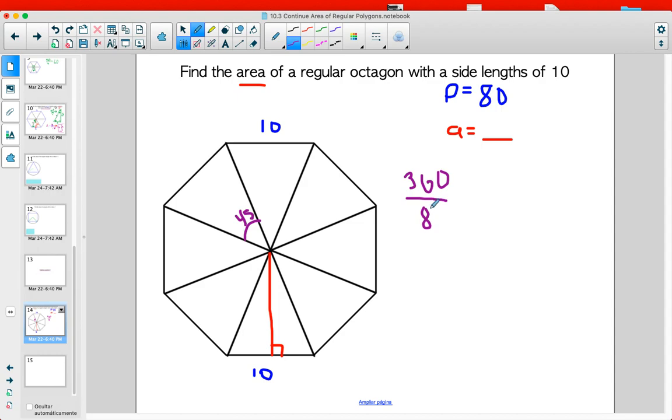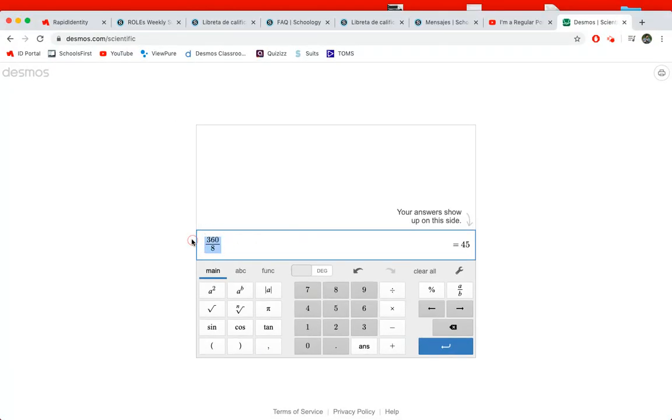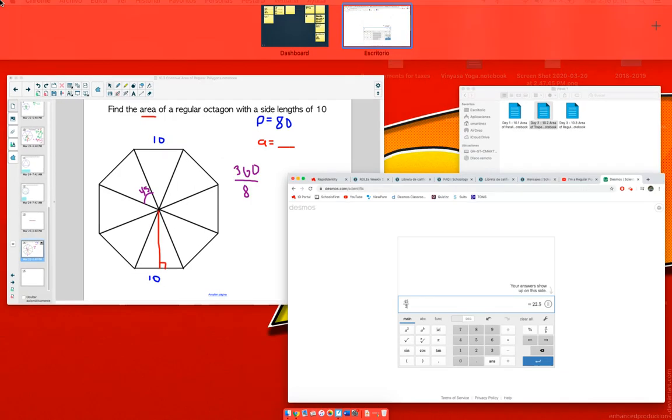Once we found the central angle, we know that this angle of 45 degrees is cut in half when we draw the apothem. So when we draw the apothem, we need to know what this very tiny angle right here is. So think about what's half of 45. It's going to be 22.5.